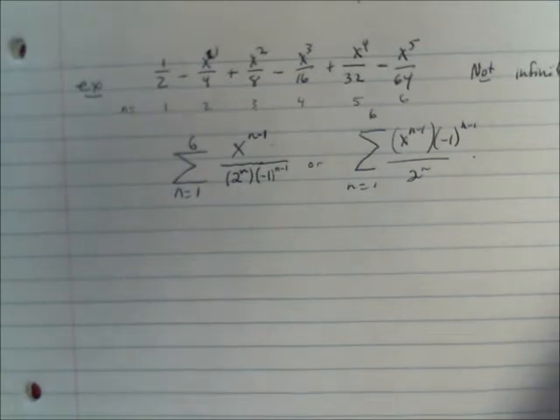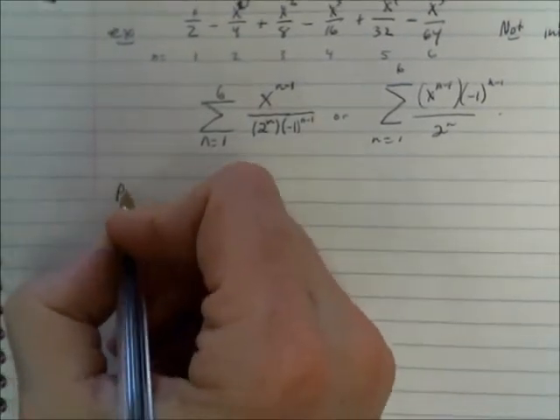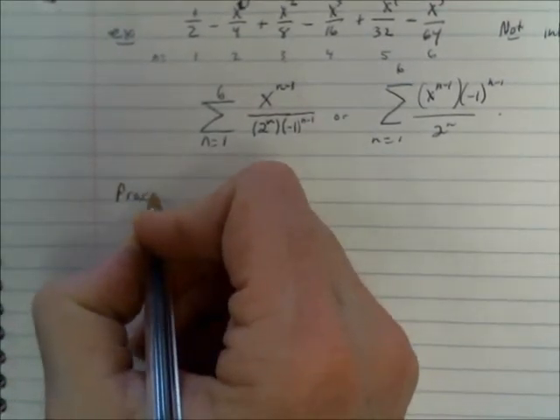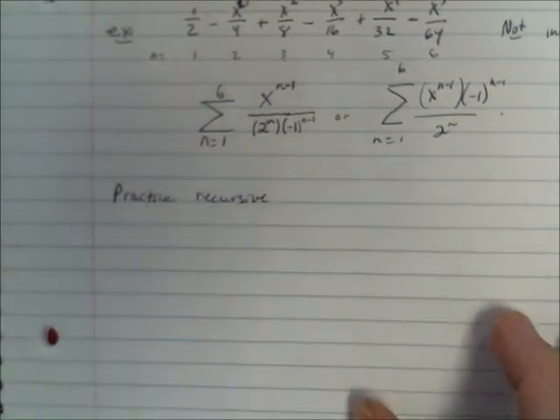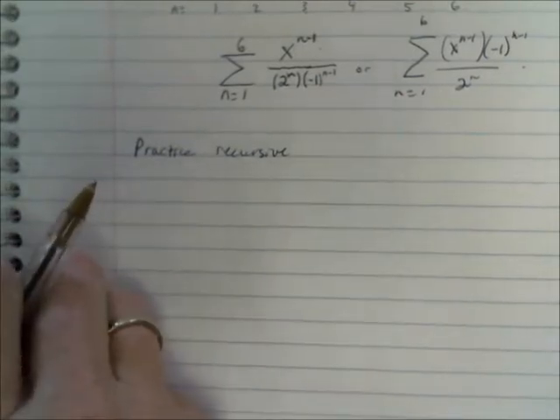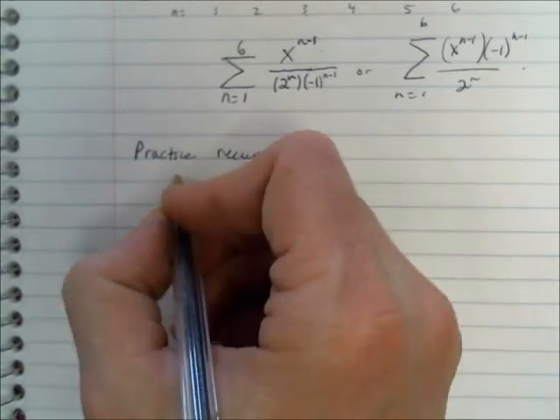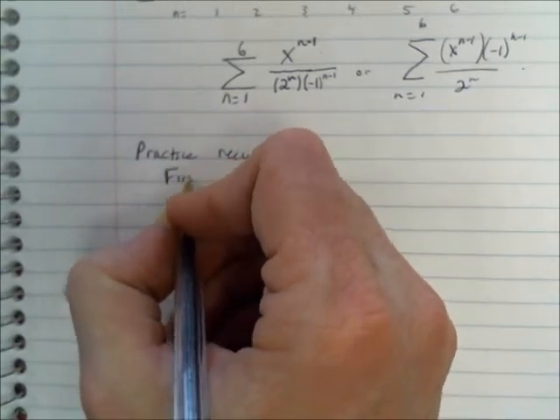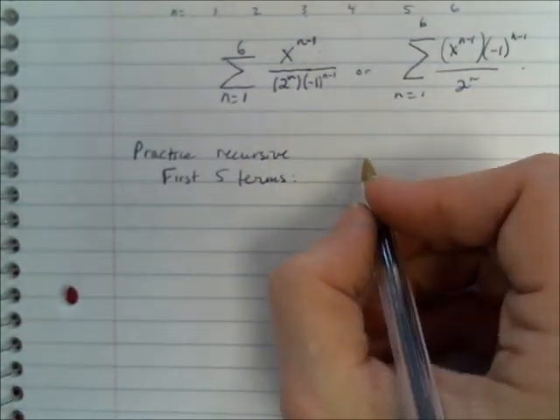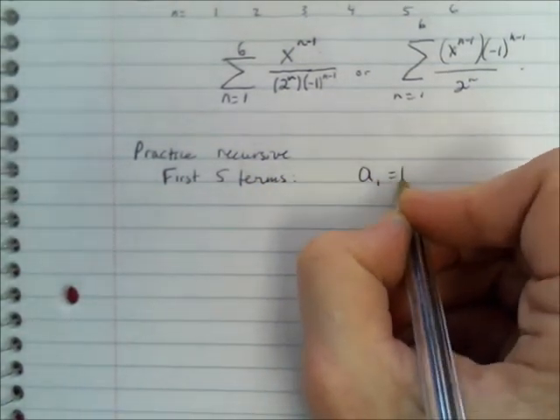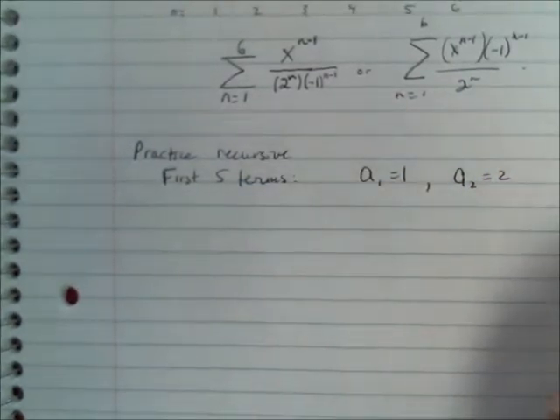All right. The next thing I want to do is give you practice on a recursive sequence. This is really nothing different than what we've done before. Let's say I want you to write the first 5 terms. I'm going to tell you the first term is 1 and the second term is 2, so we really have only 3 more to go.